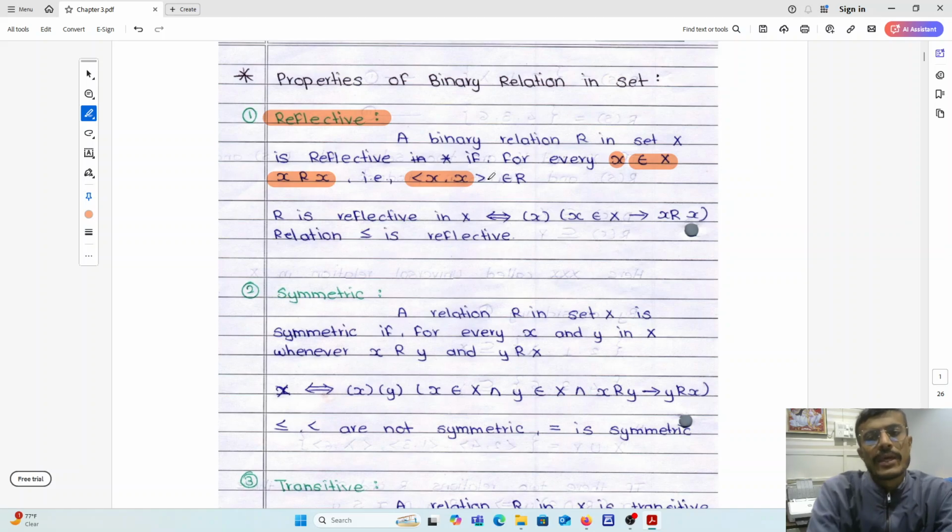If only a single pair (1,1) is present, it is not said to be a reflexive property. All the pairs of the same type should be present, that is (1,1), (2,2) and (3,3). Reflexive.